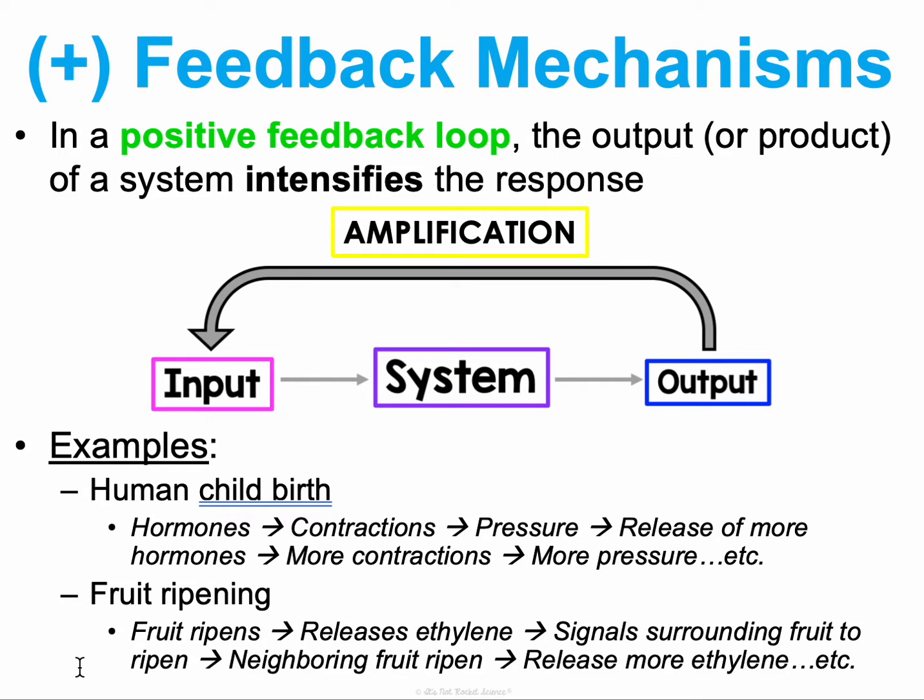Another example, not with a human, but with fruit. When a fruit is ripening, it releases ethylene, and that ethylene signals to surrounding fruit that it is ripe, and that will cause the neighboring fruit to ripen as well, which releases more ethylene. Again, it goes through this feedback loop, and it's amplifying the response. So that's a positive feedback mechanism. It's going to amplify the response.